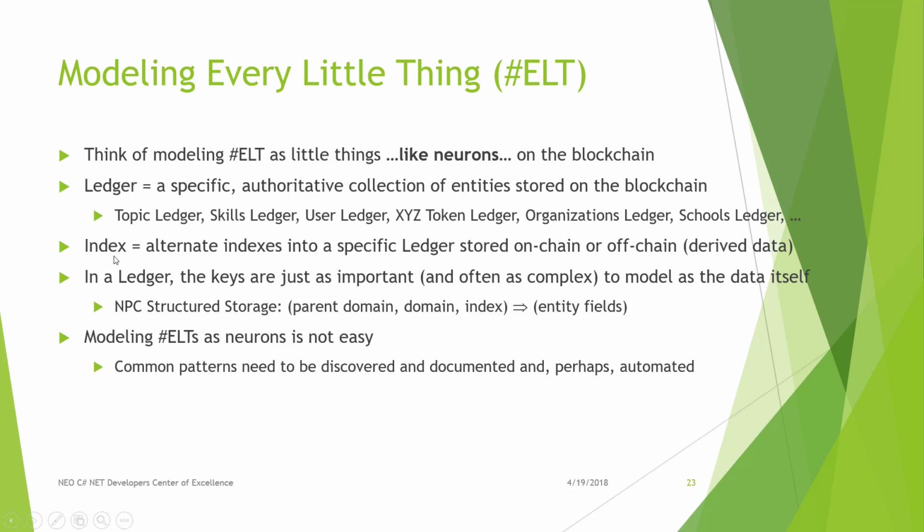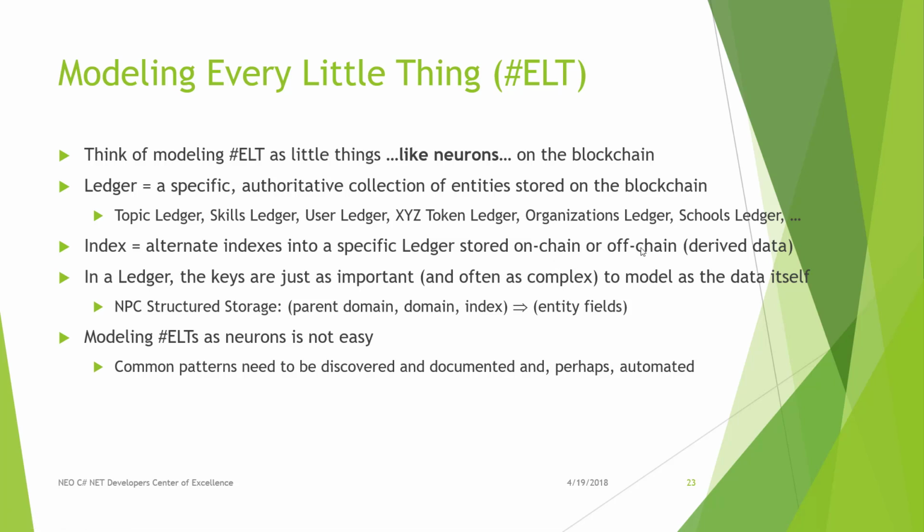And then I'm formalizing the concept of an index, because as you look at the different use cases, as we'll see for the topic ledger, you need alternative indices into a specific ledger. And those indices don't necessarily need to be on-chain because they are derived data. So the ledger is the authoritative collection, but if you need to look at it a different way, that's derived data. You can either implement it on-chain or off-chain.